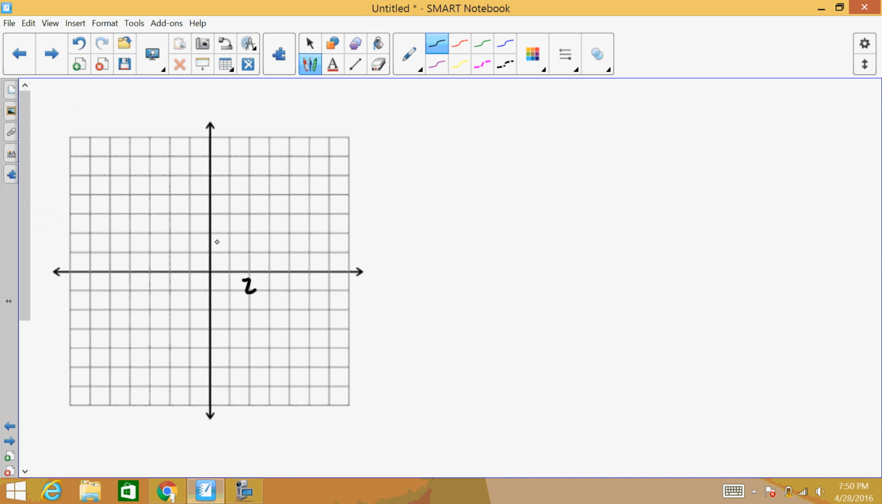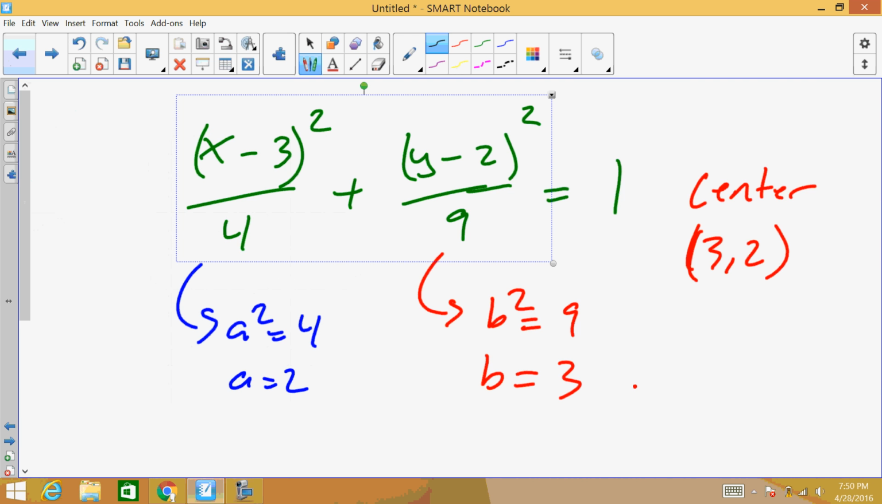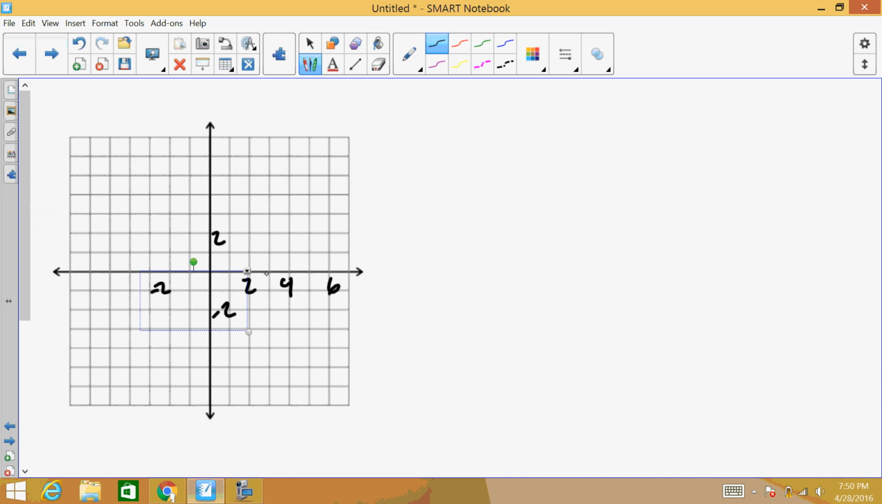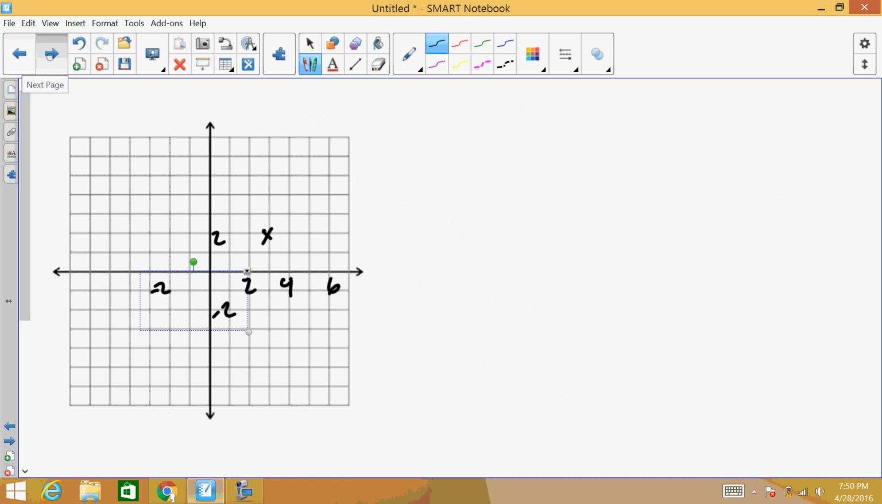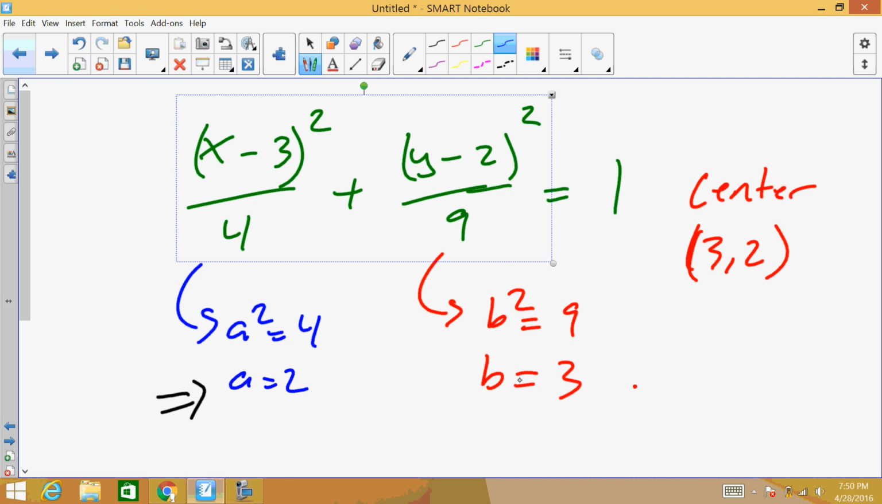Okay, so 2, 2, we're going to shortcut this here so that we can save a little time. Okay, so my center point, 3 comma 2. Now that's not a point on my ellipse, so I'm just going to put a little x there. A, let's start with A. A was my horizontal, so that told me that I'm going to go from my center to the right 2 spots, and to the left 2 spots. Those are points on my ellipse. I don't know if that's major axis or minor axis, but we'll decide that in a little bit.